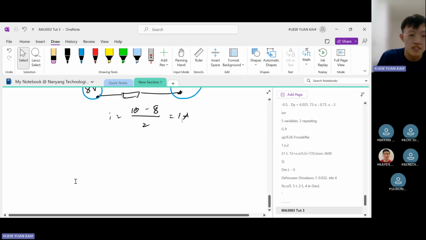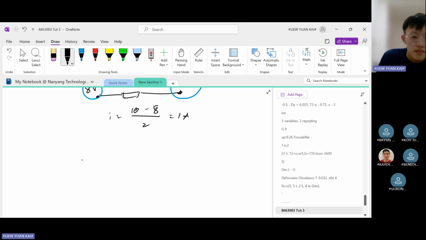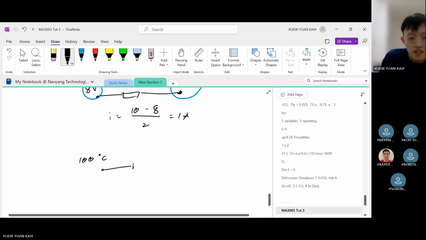Okay, so if I change this to, for example, 100 degrees Celsius, and then there's some thermal resistance, which is like 25 ohms. Actually, I don't know what the units for the thermal resistance are, but never mind that first. And then this is, let's say, 50 degrees Celsius.